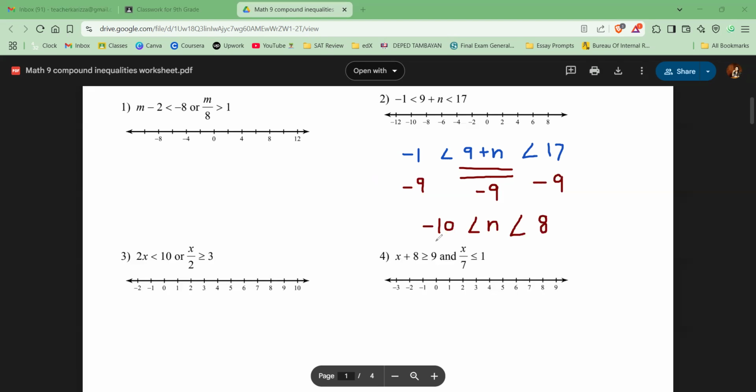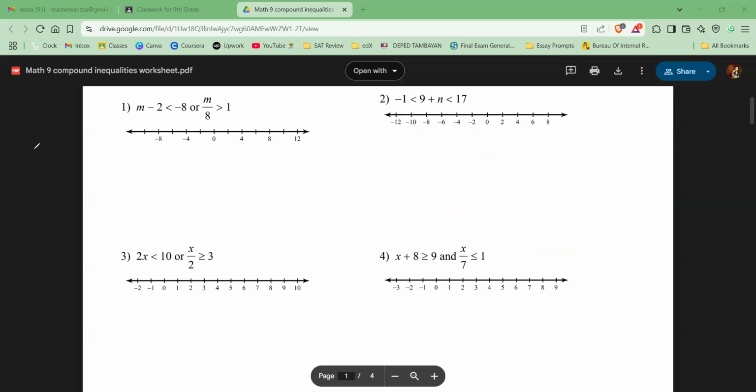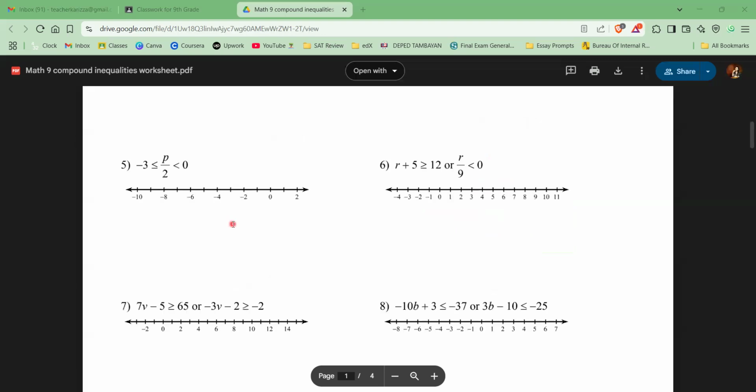Now if you graph it, n is greater than negative 10 and n is less than 8. So n is greater than negative 10, that's over here, and less than 8. This is the graph. So the answer is all numbers between -10 and 8. Okay, this is how you graph it. Now let's do number 5. You solve it and then you graph it.